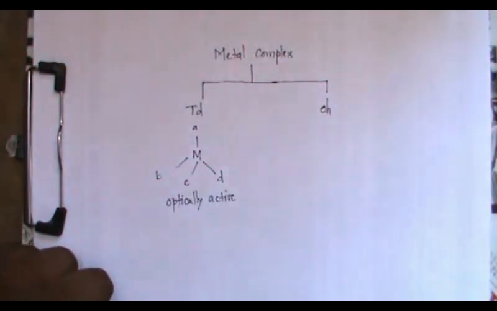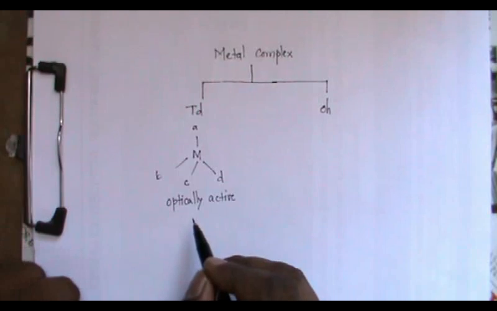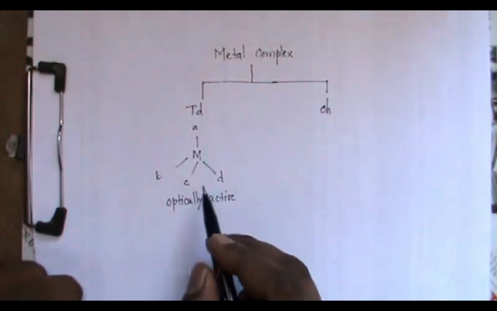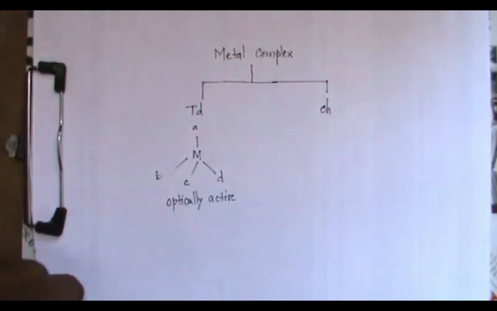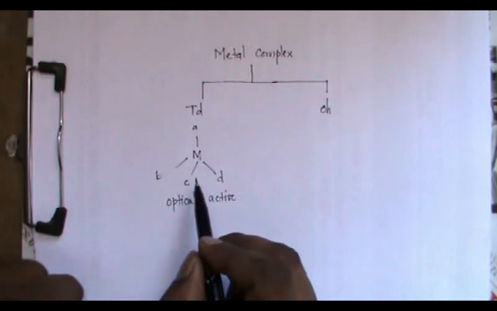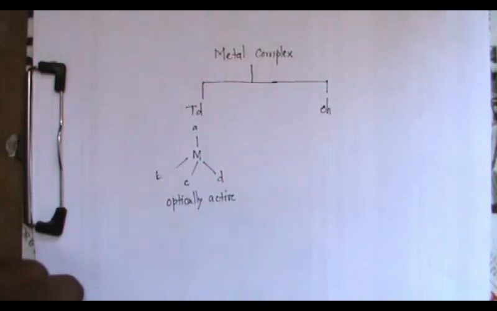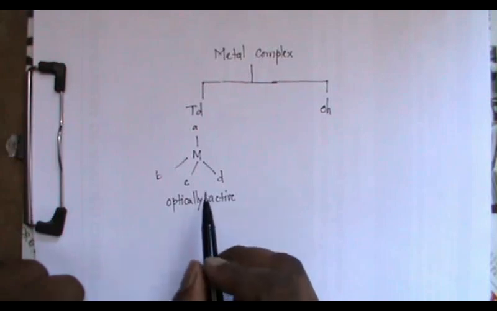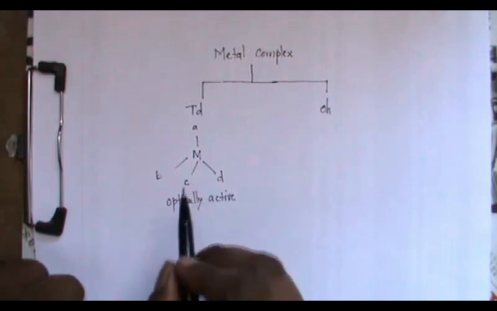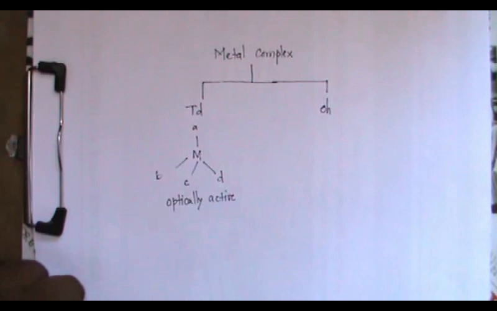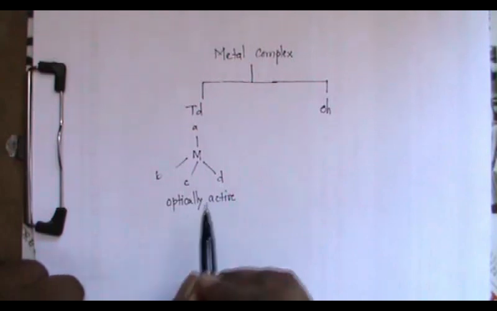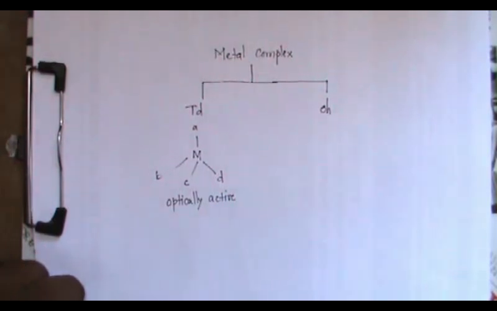But this type of compounds are very rare. The complex will be labile. Because of that, it is not possible to isolate this kind of complex. Even though theoretically it is possible to get optical activity for this kind of compound, it is very difficult to isolate such complexes. On the other hand, it is possible to have chiral octahedral complexes.